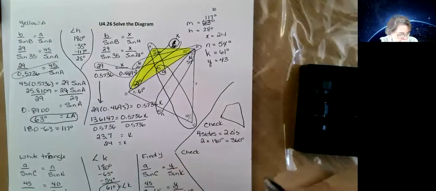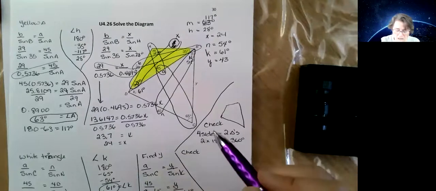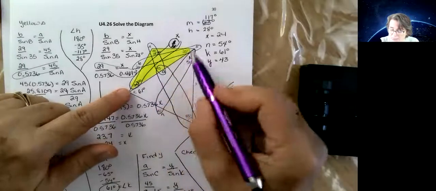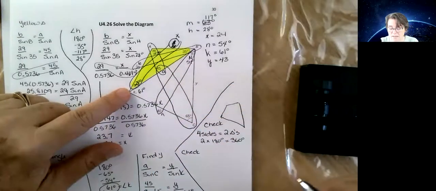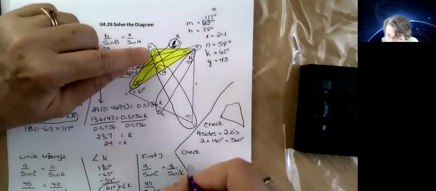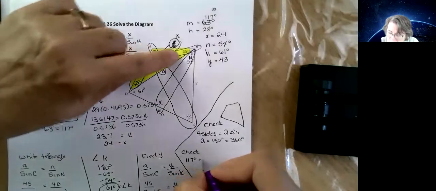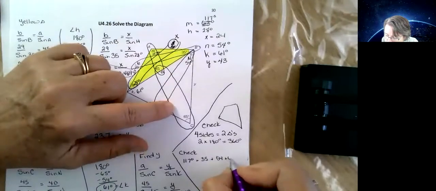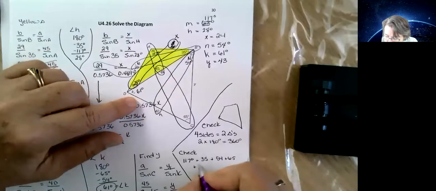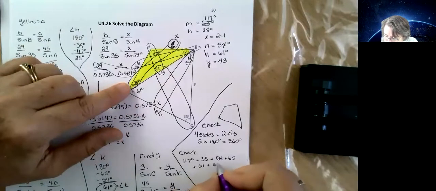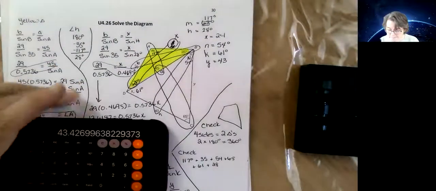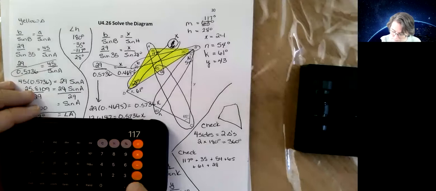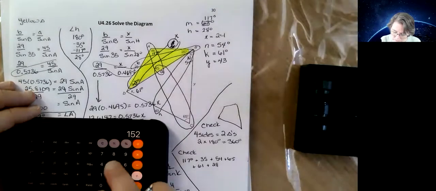So if we add up all the individual angles around there, we should get 360 degrees. So let's start here. 117 plus the 35 plus the 54 plus 65 plus 61 plus 28. And I'm hoping when we add it up, 117 plus 35 plus 54 plus 65 plus 61 plus 28. Yes.